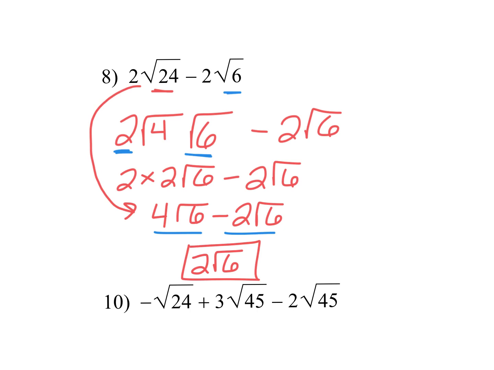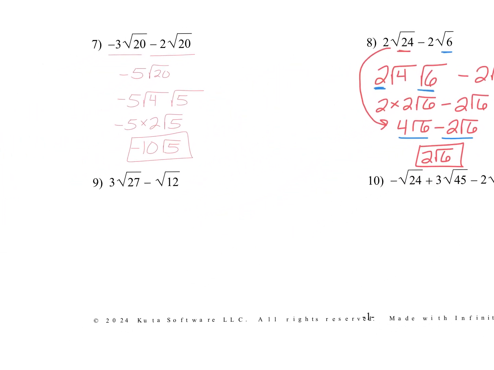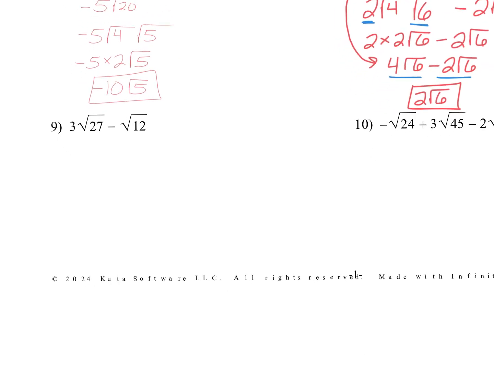Questions? So if they aren't like terms right away, see if you can make them like terms. Okay, let's try number 9. Do we have like terms? No. Can I simplify the square root of 27? Yes. So make your good and your bad. What's a perfect square that goes into 27? 9. Leftovers are 3. I'm going to keep going with this one.